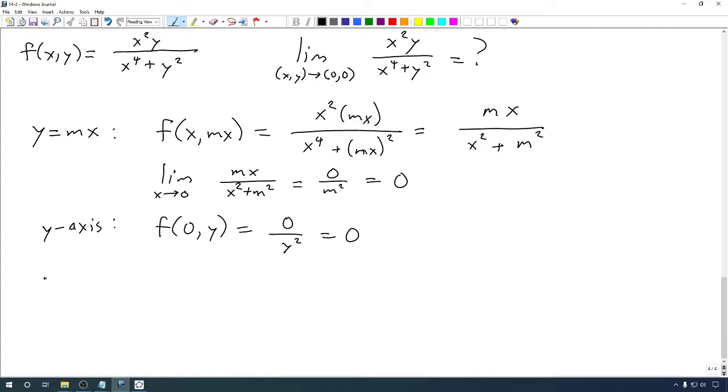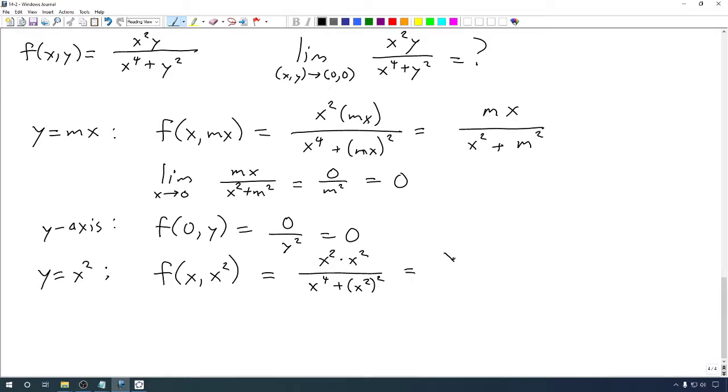Let's approach along the parabola y equals x squared. If we approach along that, we're just going to replace the y's with x squareds. So we're looking at the function of x squared. We still have x squared, but then we're replacing the y with another x squared. We have x to the fourth, then we have plus x squared squared.